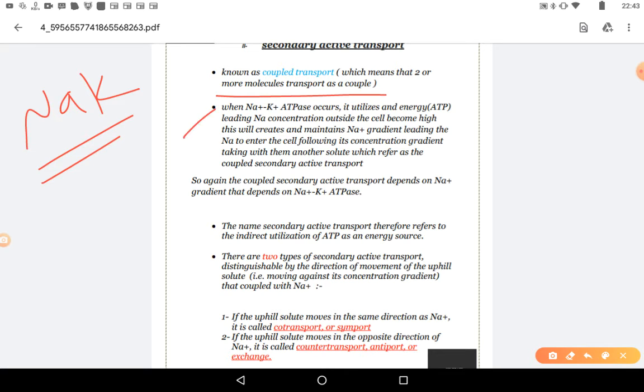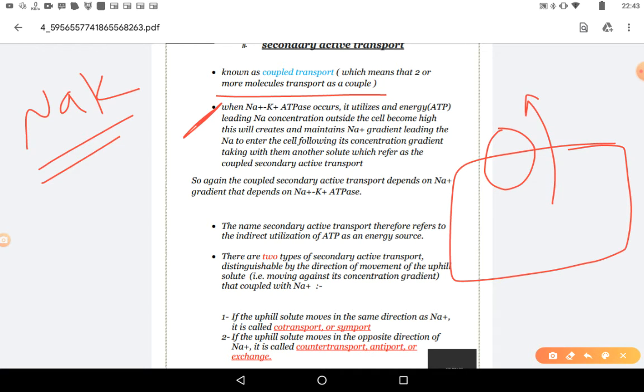So let us see this information. When the sodium potassium ATPase works, it utilizes energy, ATP, leading the sodium concentration outside the cell to become high. This creates and maintains a sodium gradient, leading the sodium to enter the cell following its concentration gradient, taking with it another solute, which we refer to as coupled secondary active transport. This is the cell membrane. If this is the sodium potassium ATPase pump, it pumps the sodium out of the cell, leading the sodium to be high outside the cell. This sodium will enter the cell again following its concentration gradient.